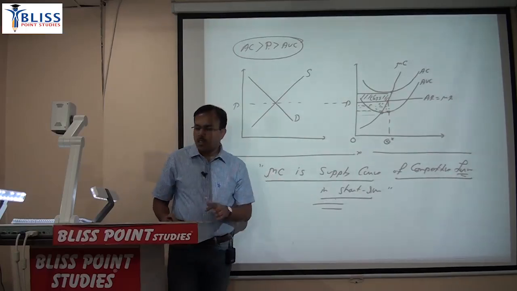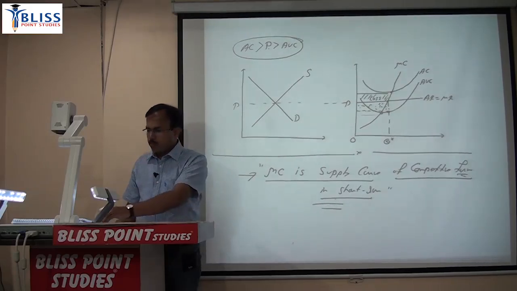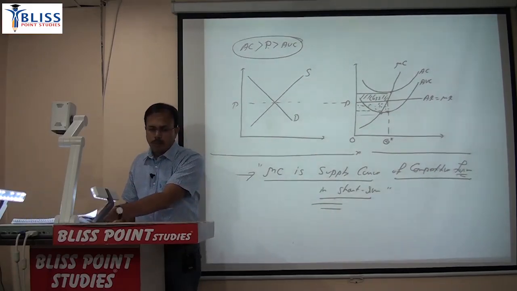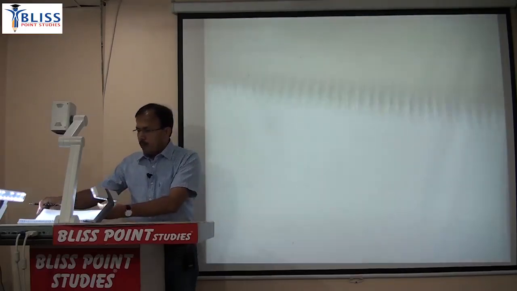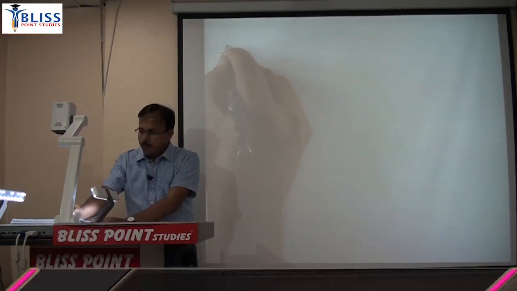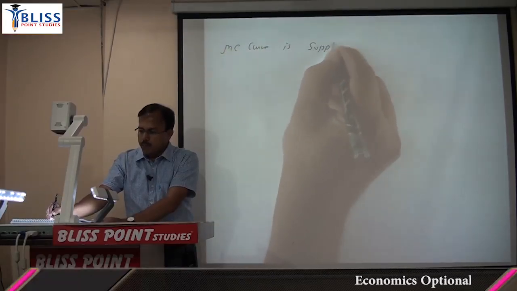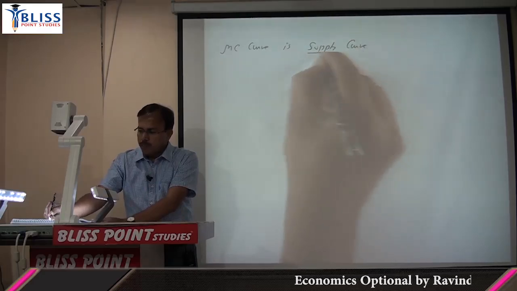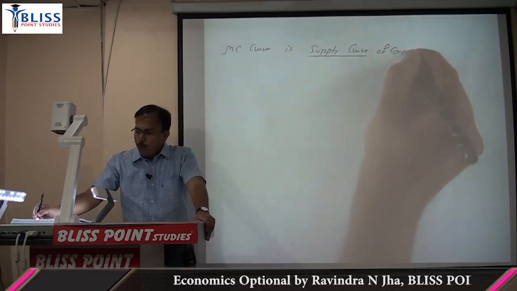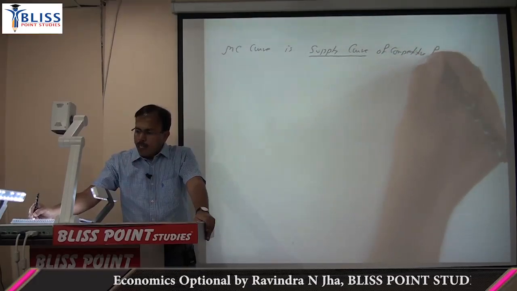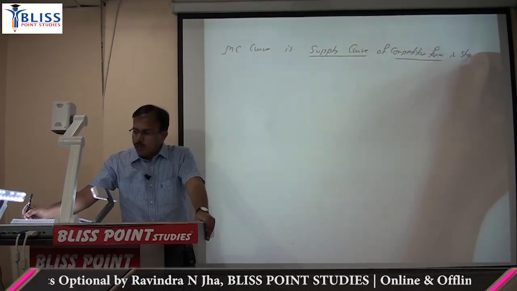So this is basically short run description. Make this heading. Marginal cost is supply curve of competitive firm in short run. Marginal cost curve is supply curve of competitive firm in short run.